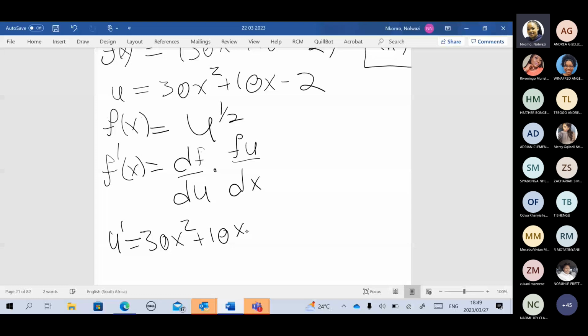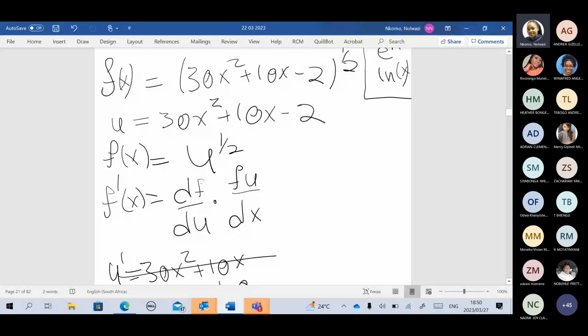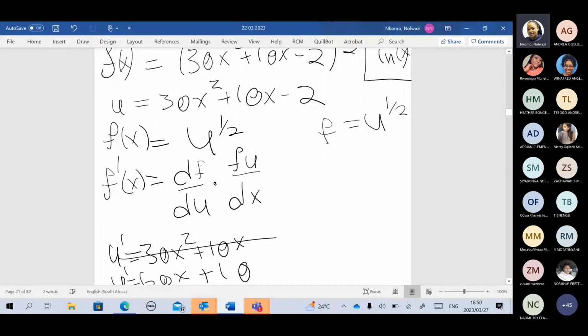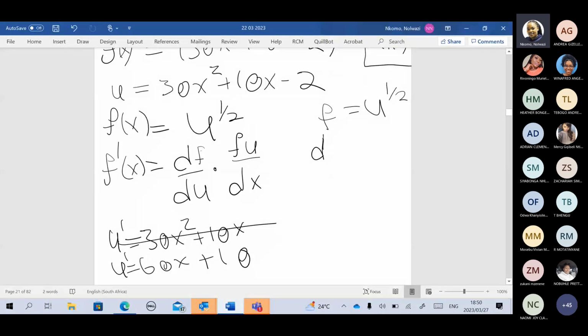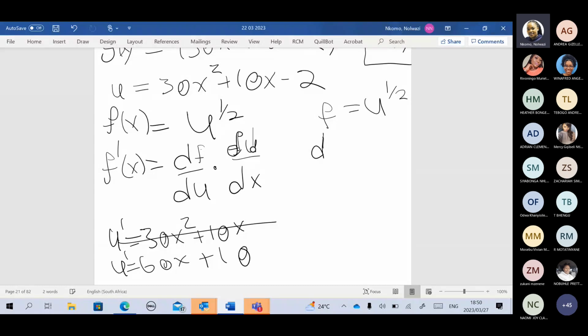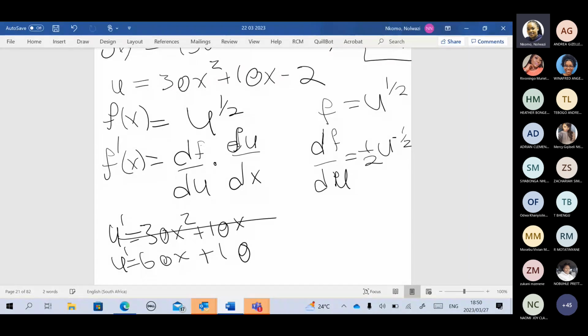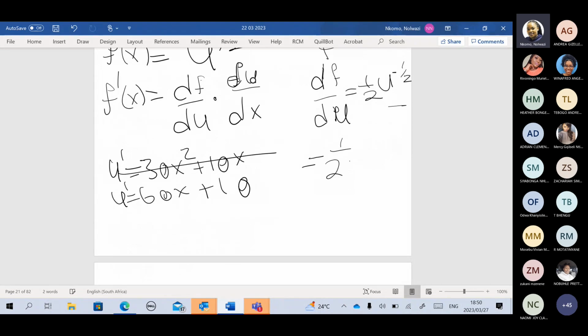And we said our f is equal to u to the power a half. Again, we can use our power rule here to get the derivative of f with respect to u. The derivative of f with respect to u here would be 1 over 2 times u to the power minus 1 over 2, right? And we can write this as 1 over 2 u to the power a half. But we know anything to the power a half, we can write as 1 over 2 square root of u, right? This is the derivative of f with respect to u.